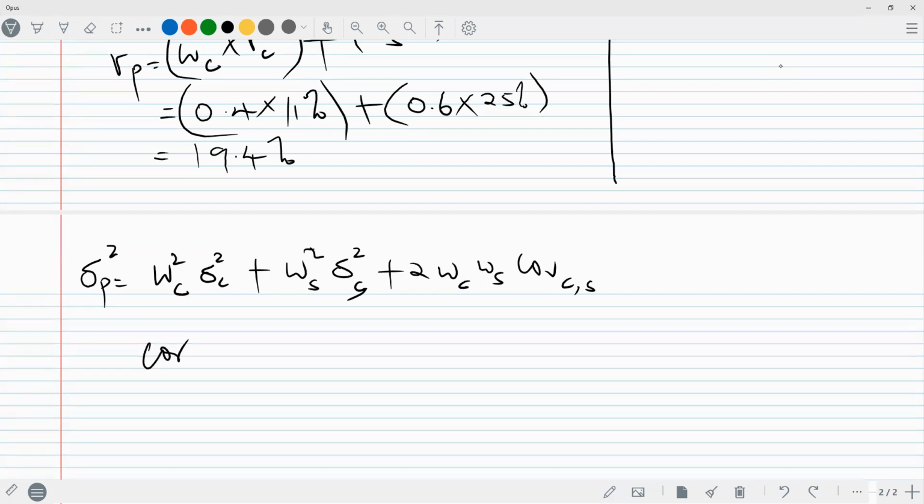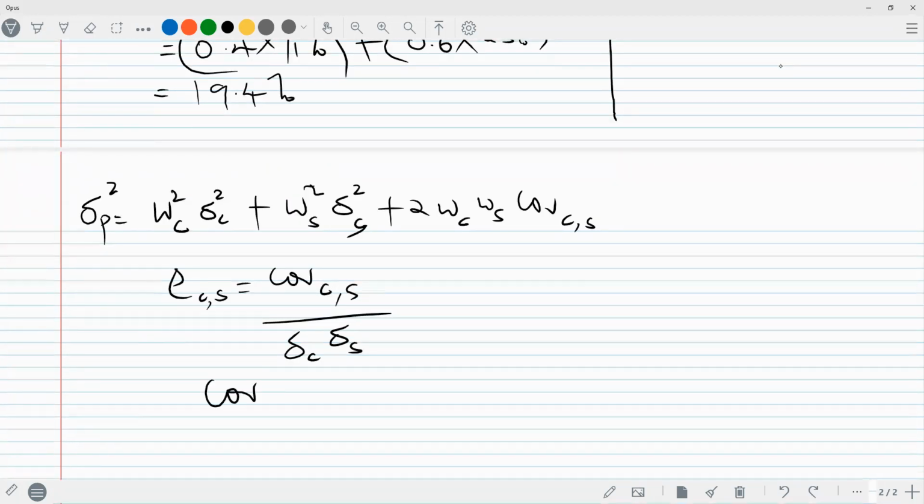Don't forget, covariance between C and S is equal to... again, it is given, or rather, the coefficient of correlation between C and S is given as the covariance between C and S divided by the product of the standard deviation of C times the standard deviation of S. That would imply, therefore, covariance between C and S is equal to, just cross multiply, the coefficient of correlation between C and S times the standard deviation of C times the standard deviation of S. Okay.